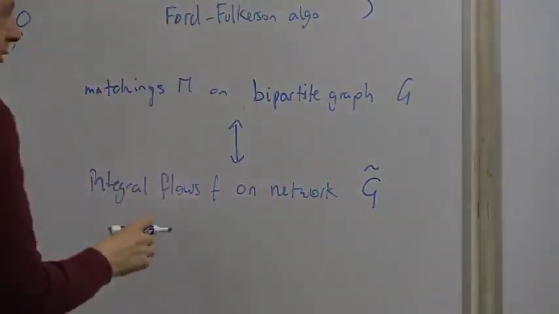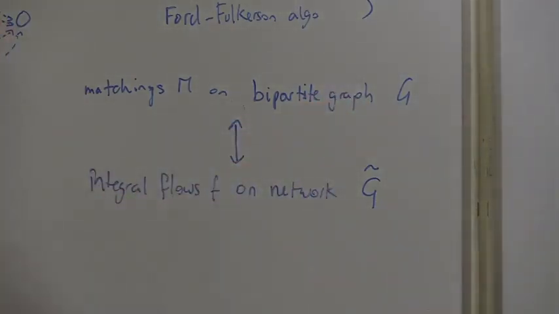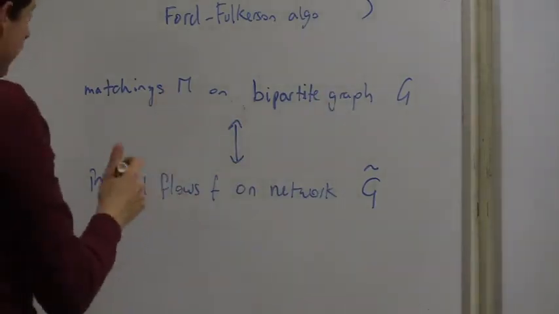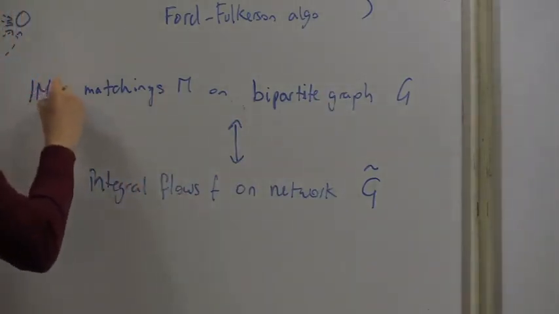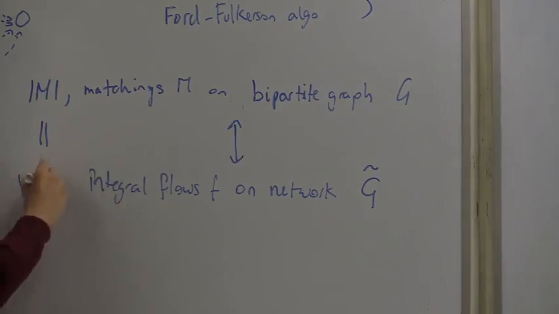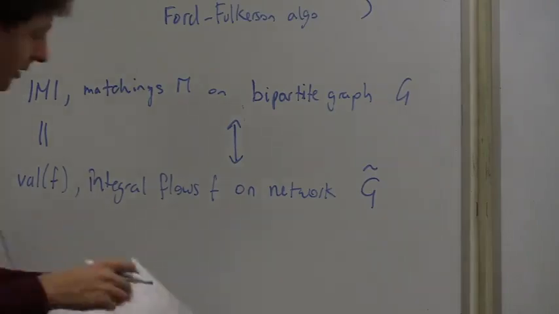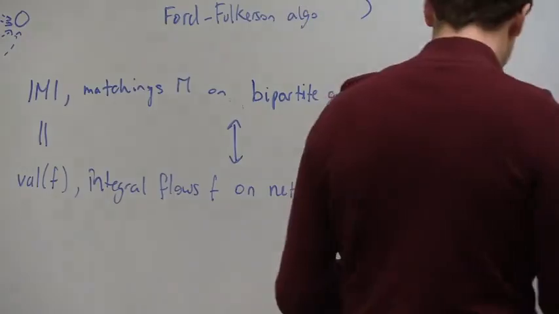This is starting with the bipartite graph and modifying it in this way. And this correspondence is such that if a matching has a certain size, then the corresponding flow will have its value being the size of the matching. Okay? So we're going to now prove this correspondence. There's two sides to it.